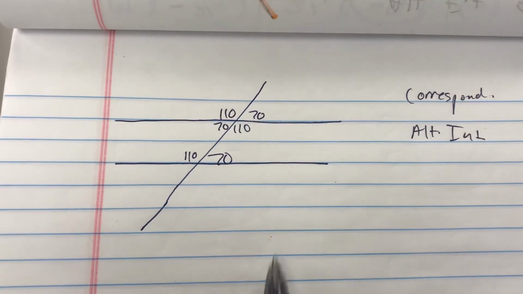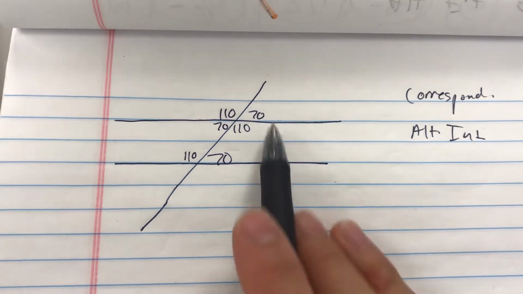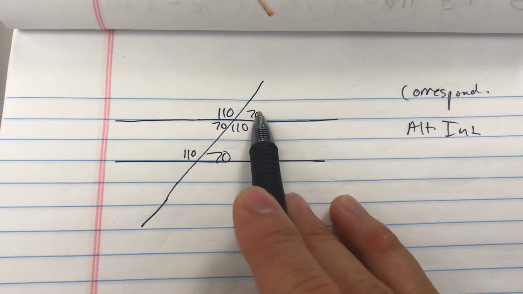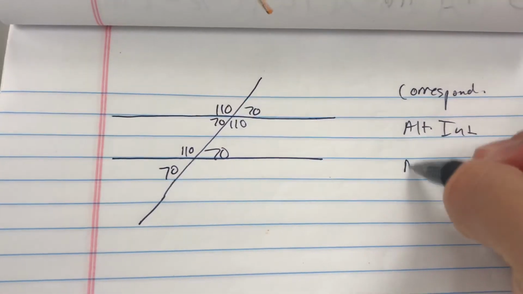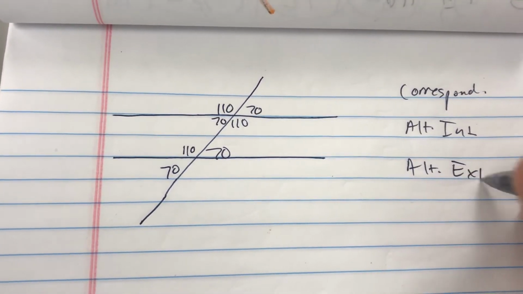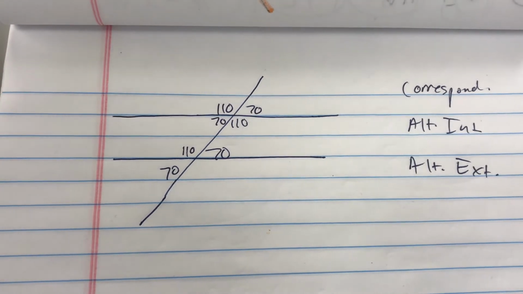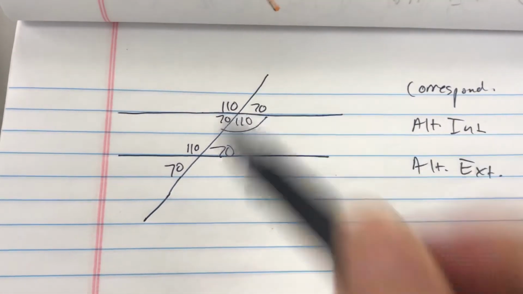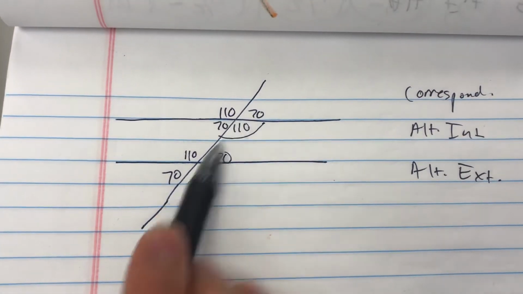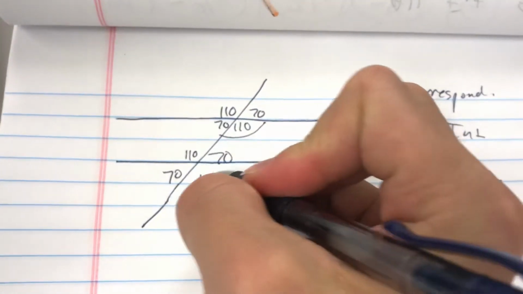What else? If this outside angle is 70, then that means this outside angle has to be 70. Why? Because those are alternate exterior angles, right? And finally, we could use the same idea of corresponding again. If this is 110 and it's on this side of the transversal, then it's going to slide here and it's going to be 110, okay?